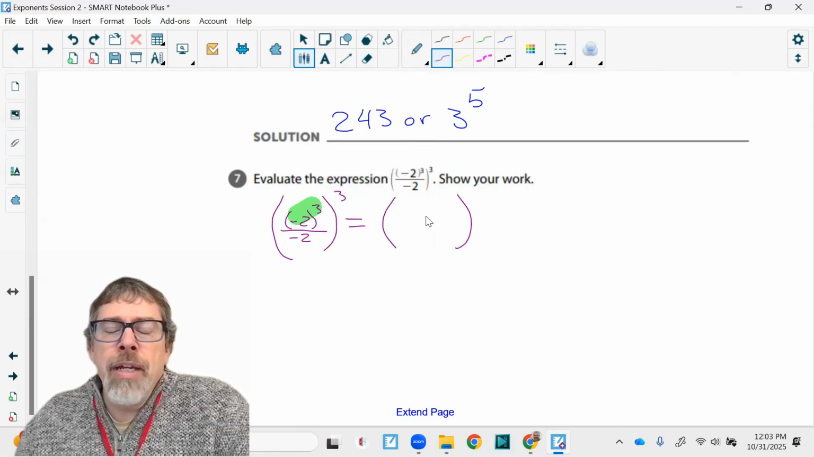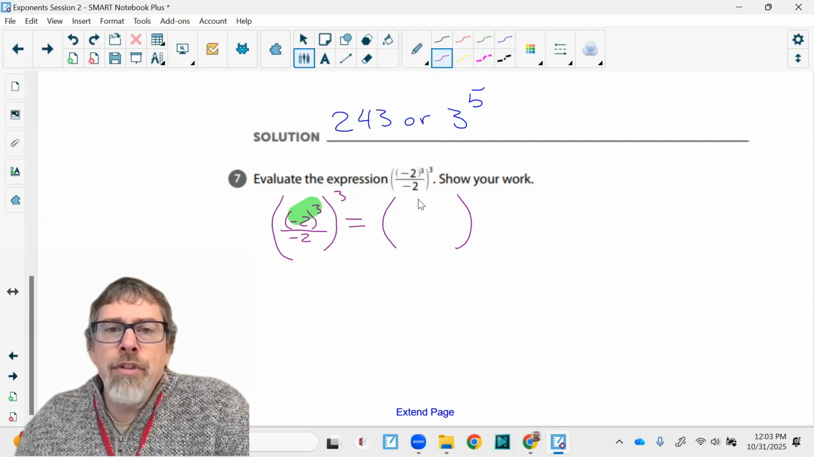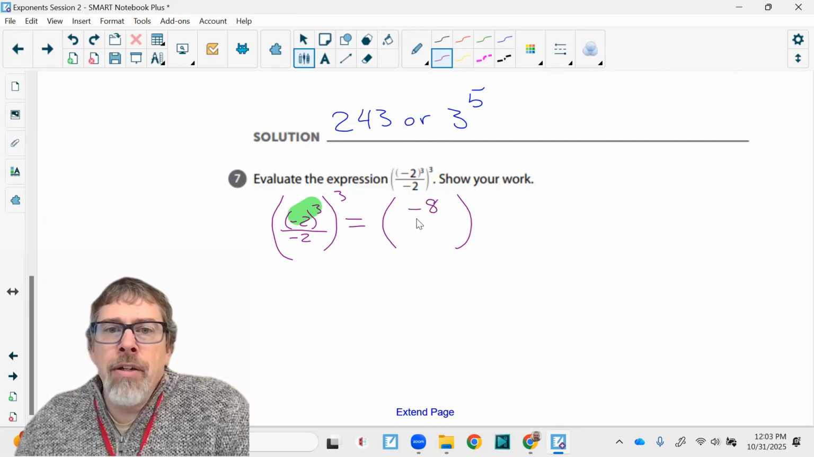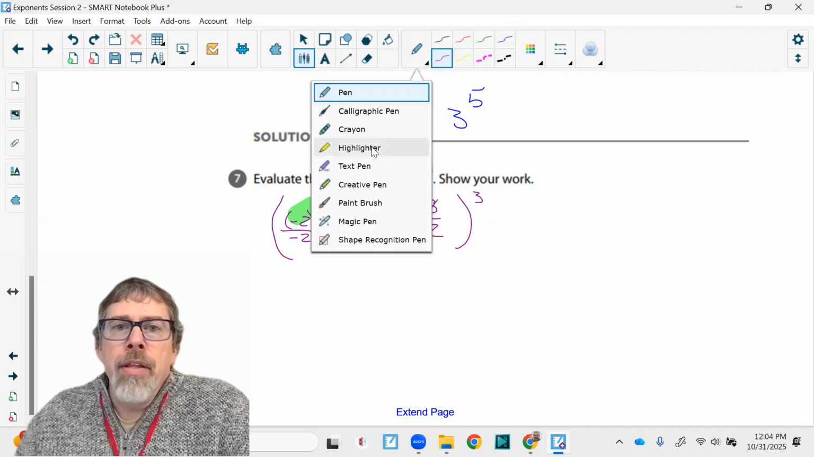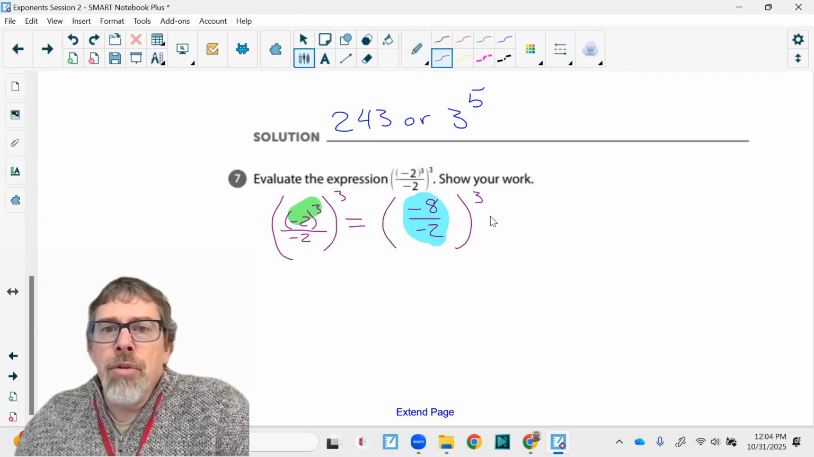So that's negative 2 times negative 2, which is positive 4. Positive 4 times a negative 2 is negative 8. So it's going to become negative 8 over negative 2, to the 3rd power. So that grouping is done. The next step I'm going to focus on is the next grouping, which is inside the parentheses, and that's division in this case. So a negative divided by a negative is positive. 8 divided by 2 is 4, and it's going to be 4 to this power here.